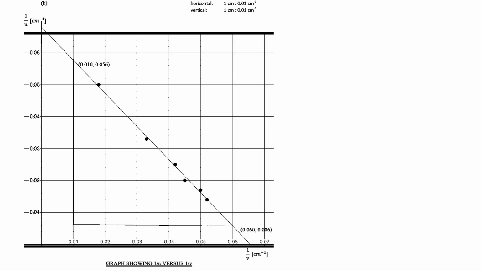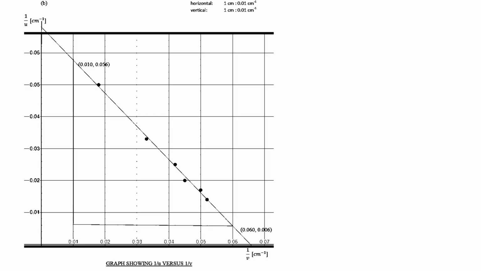As you can see here at the top, I have that it's 1 centimeter to every 0.01 per centimeter, right? Or centimeter to the negative 1 power. Same thing goes for the vertical scale. You also get a point for labeling your axes and having the units with them. So on the horizontal axis, it's 1 over v, and the unit is centimeter to the negative 1 power. You get a point for having a title. So here we see a graph showing 1 over u versus 1 over v.